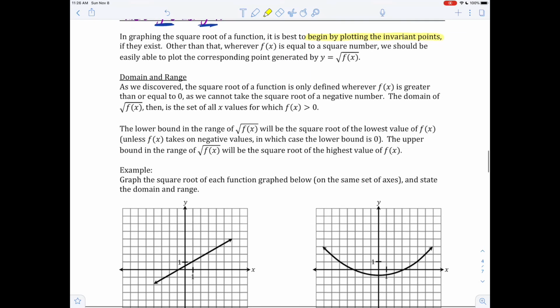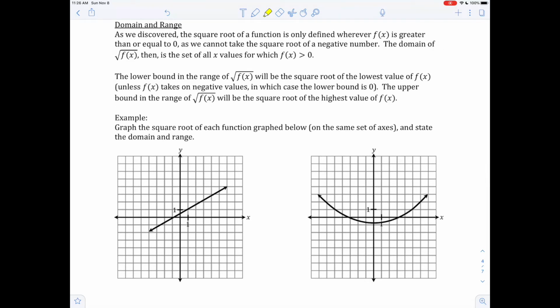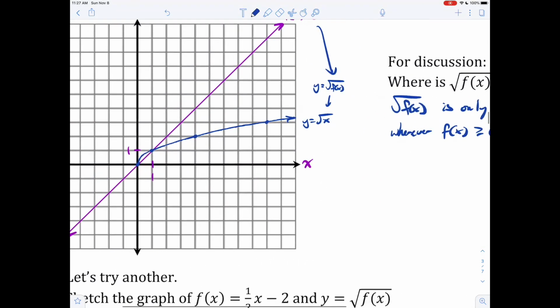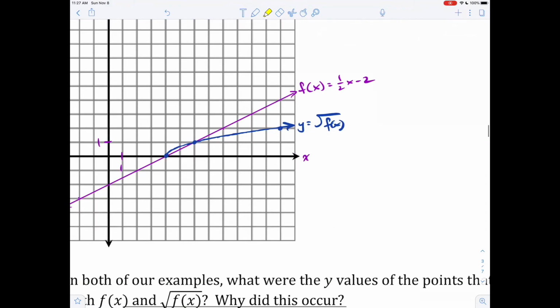Some notes about domain and range. Domain-wise, maybe f of x has infinite domain, maybe it doesn't. But the domain of the square root of f of x will only be the collection of x values for which y is at least 0. So over here, the domain of the square root of f of x was only everything that was non-negative for x. Over here, it was only everything greater than or equal to 4. And that's because it was after that point that f of x was non-negative.